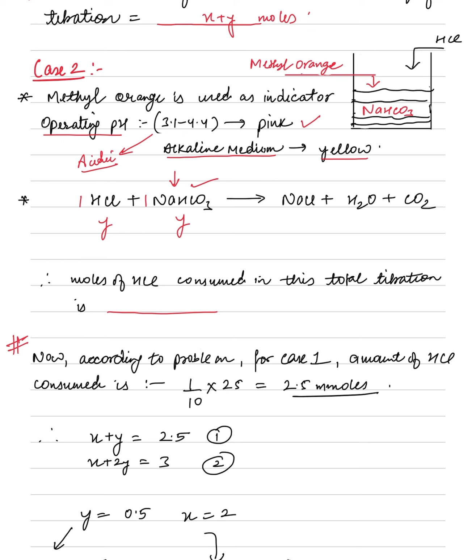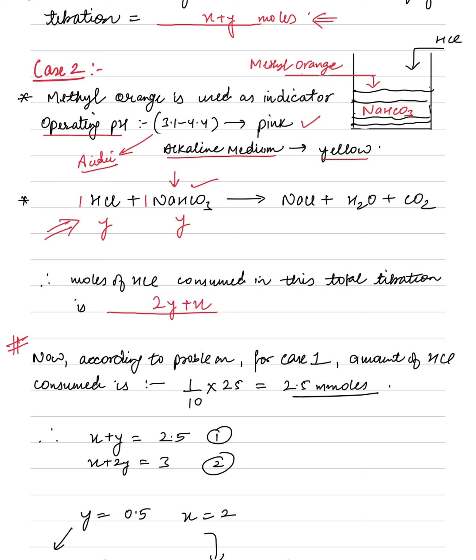That means the total moles of HCl consumed in the total titration, that is the first half and the second half, that is phenolphthalein as well as methyl orange, will be how much? y moles here in case 2 and x plus y in the first case. So the total moles consumed will be 2y plus x. This is the number of moles of HCl consumed in the total titration.